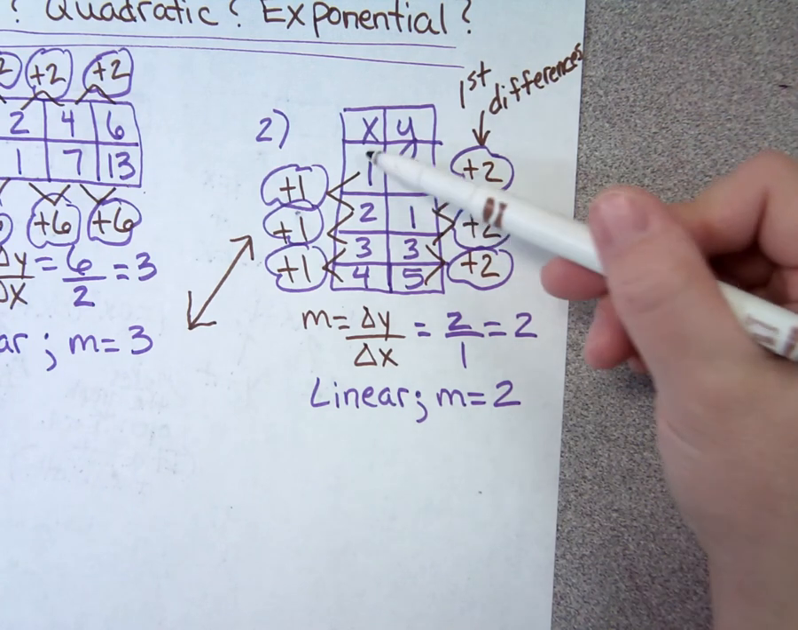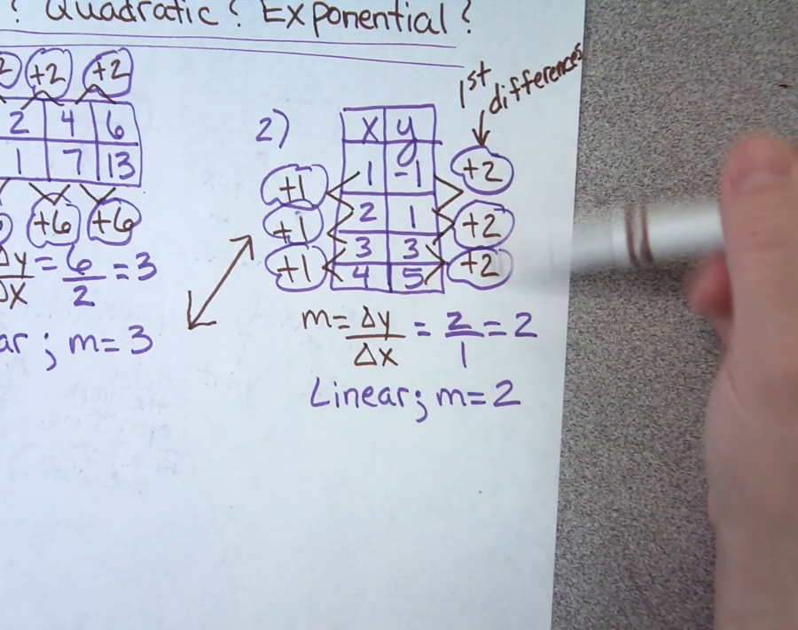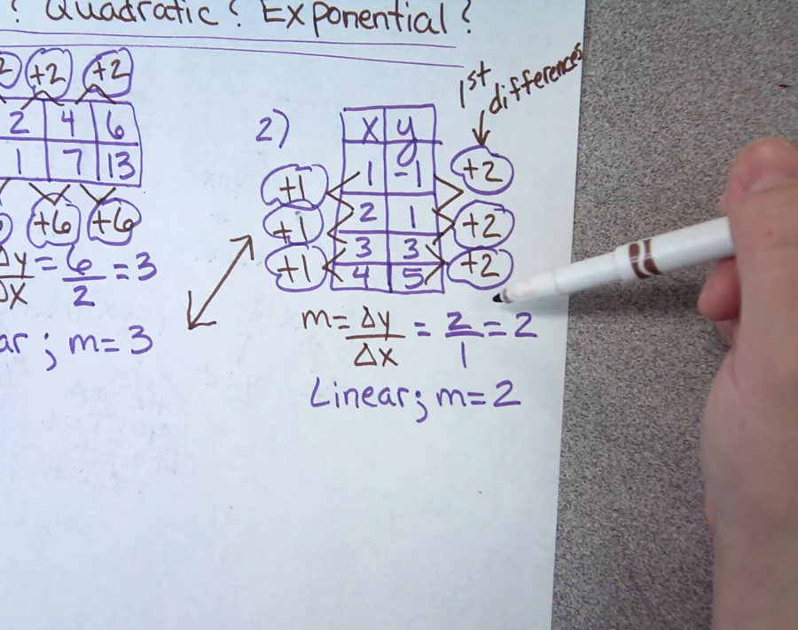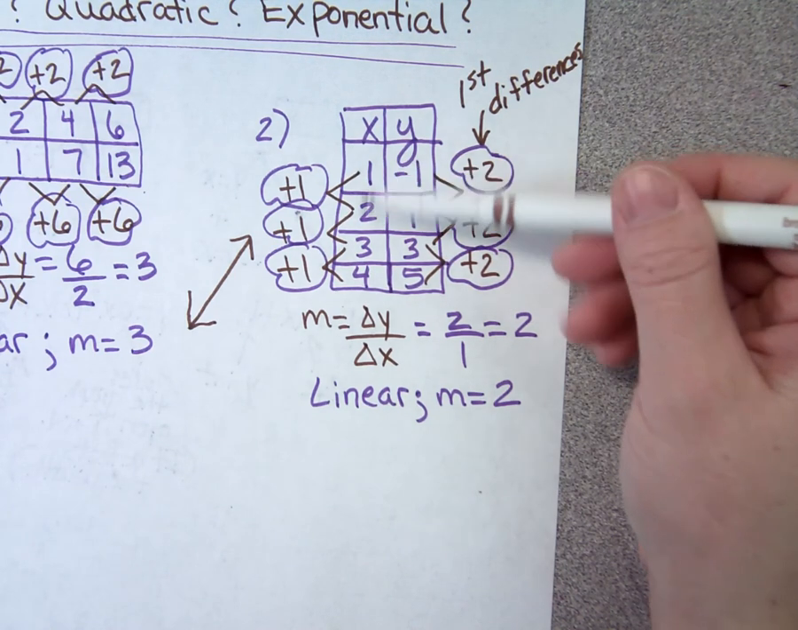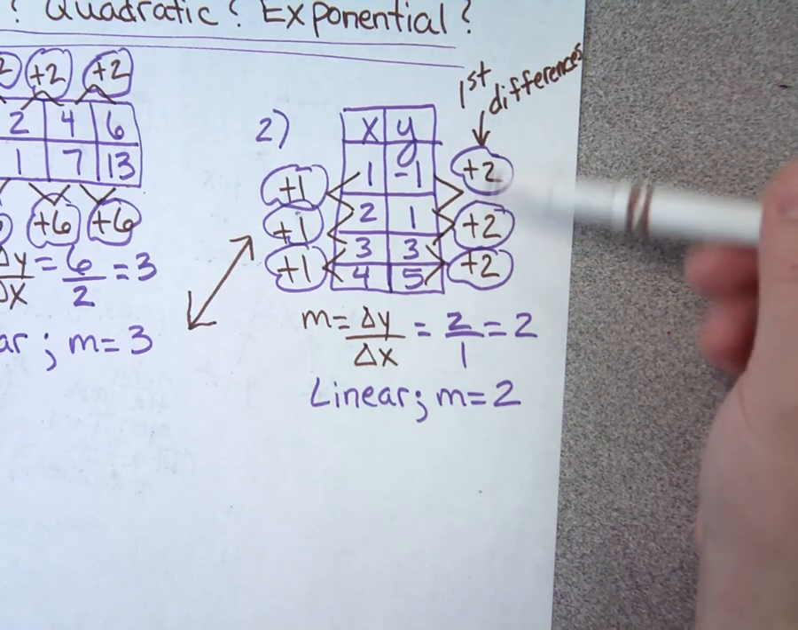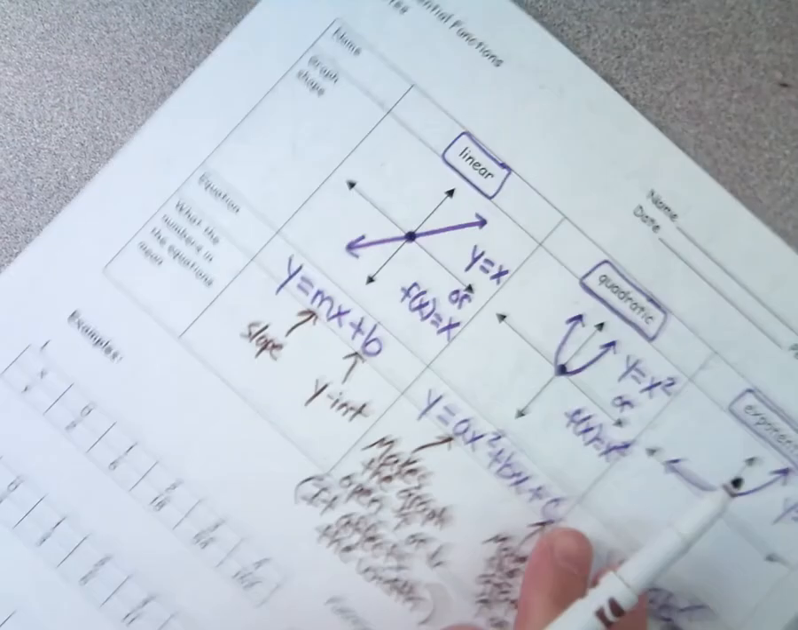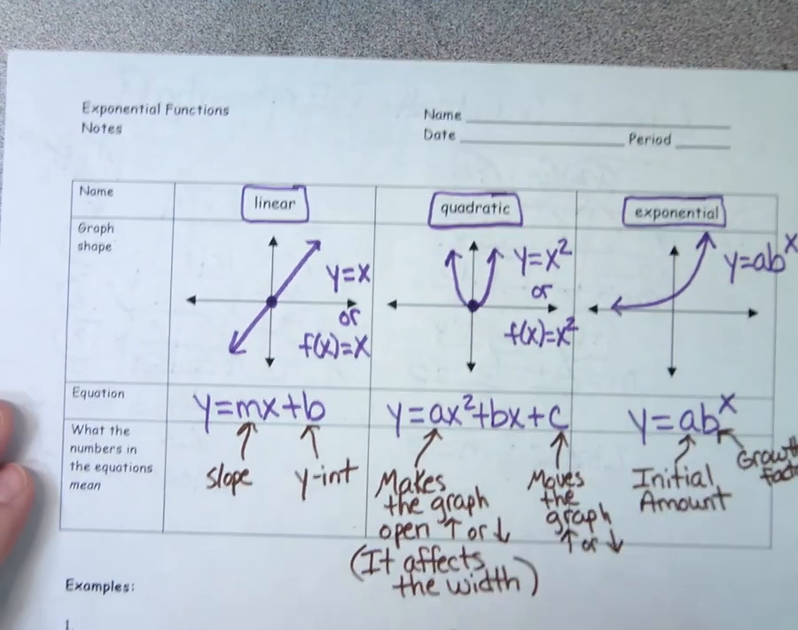So if our x's go up by 1 every time, and our first differences are the same, that's another way to know that it's linear. So you want to check to see if your x's go up by 1 the whole way through the chart. If they do, if your first differences are the same, then it's linear. So I want to add that on to the back side.